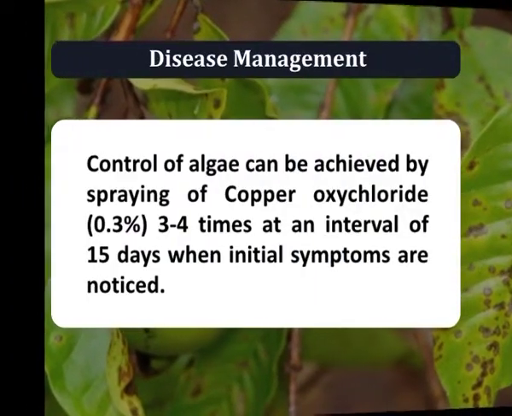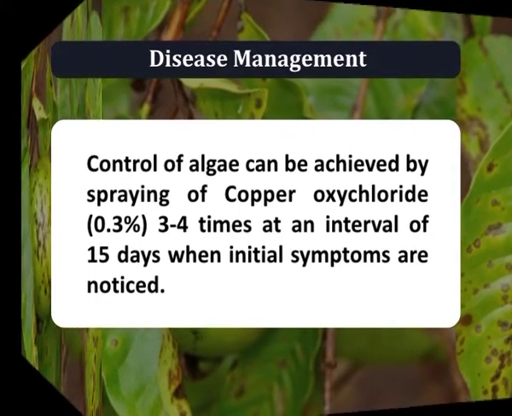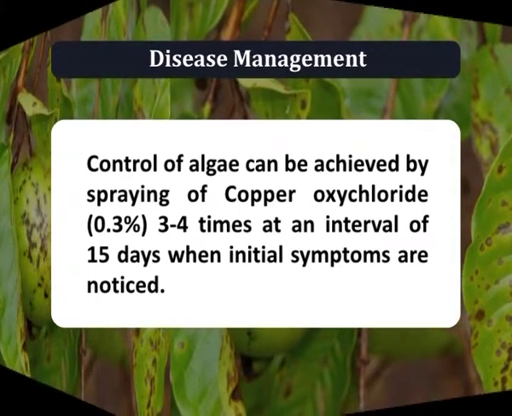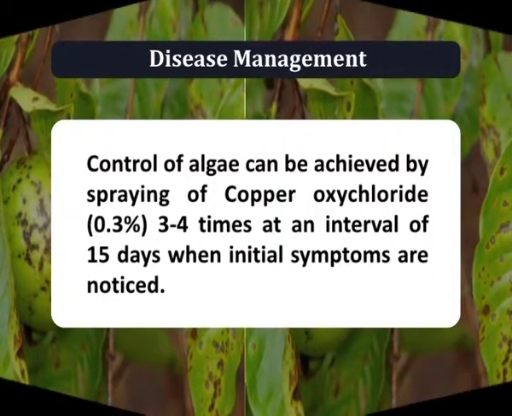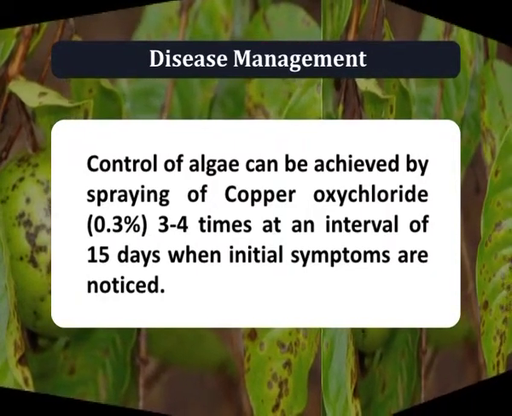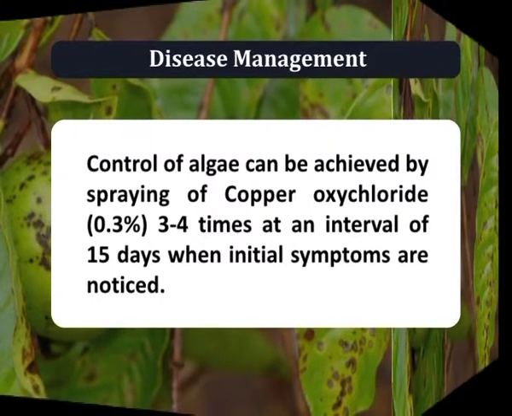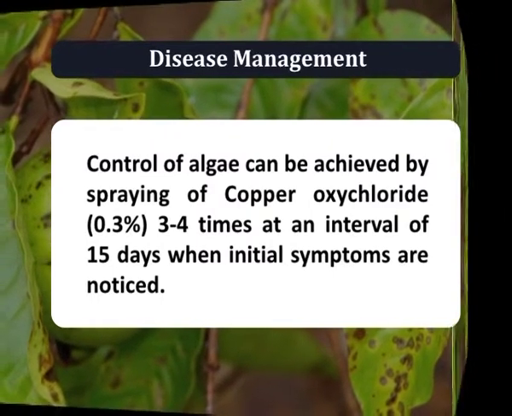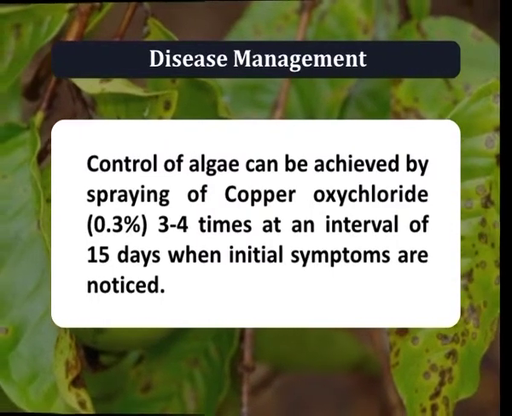Now let's see how to manage the disease. Control of algae can be achieved by spraying of copper oxychloride at the rate 0.3% 3 to 4 times at an interval of 15 days when initial symptoms are noted.